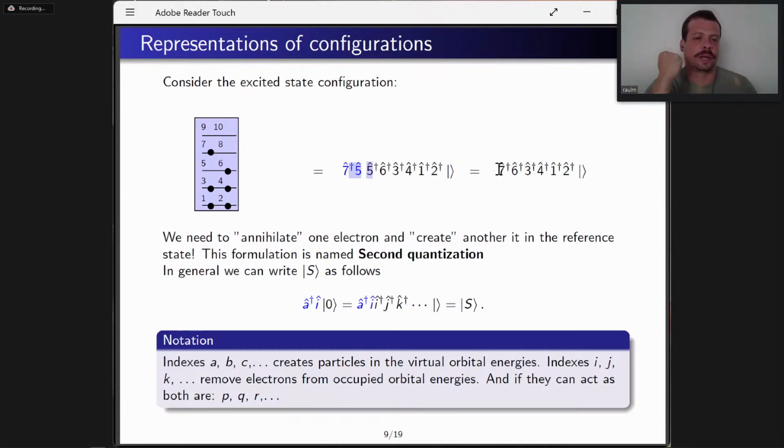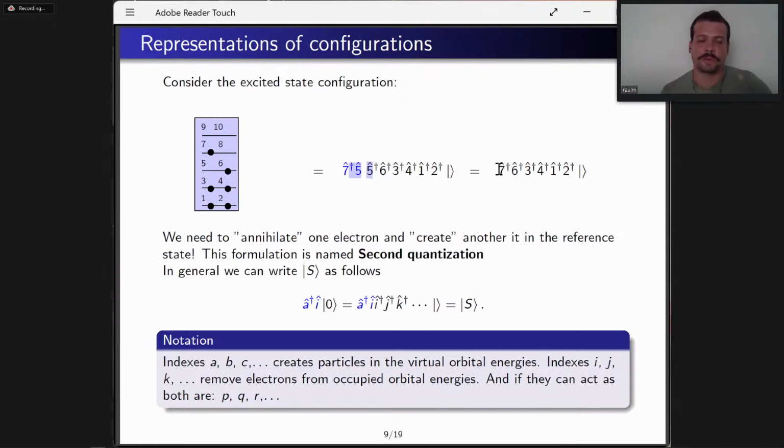So we need to annihilate one electron and create another in the reference state. So that's the idea behind creating an excited state configuration. Again, this formulation is named second quantization.